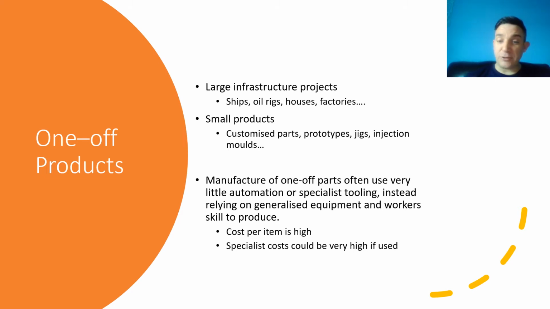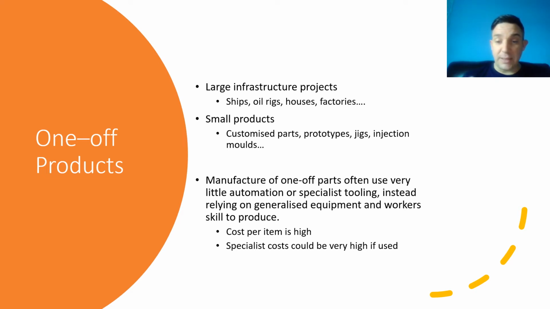The manufacture of one-off parts often uses very little automation, because automation takes time and effort to set up. And again, specialist tooling is the same. So we look at using the worker's skill to produce these items.